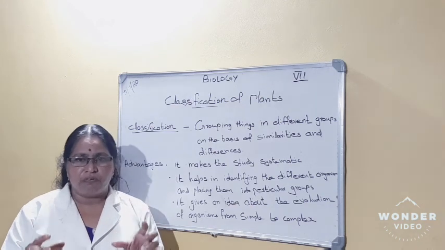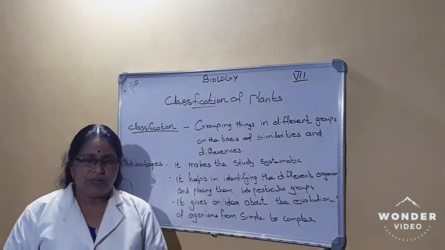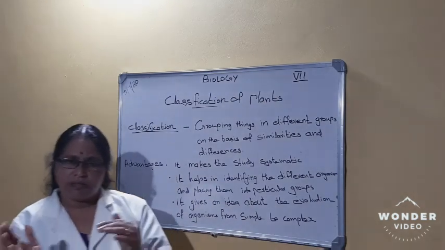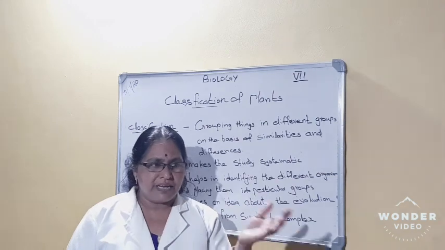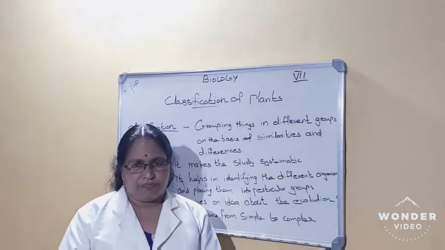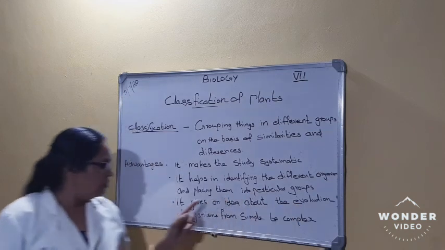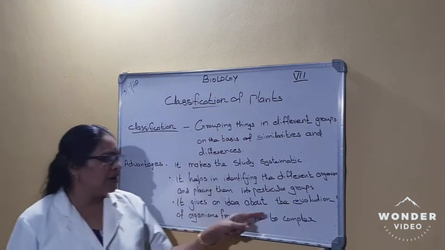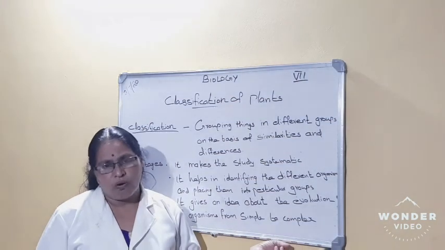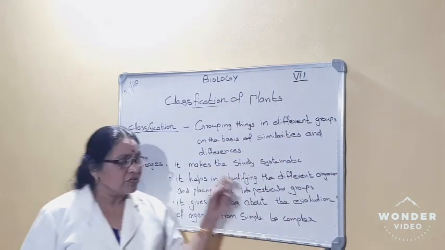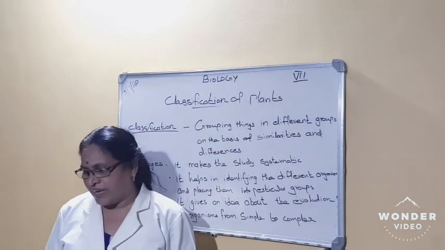They were walking on four legs. Early men means many years ago. So like that, evolution: changes due to climatic conditions or some other reasons, for survival. That is called evolution. So it gives an idea about the evolution of organisms from simple to complex. Okay, so those are the classification and the advantages of classification.